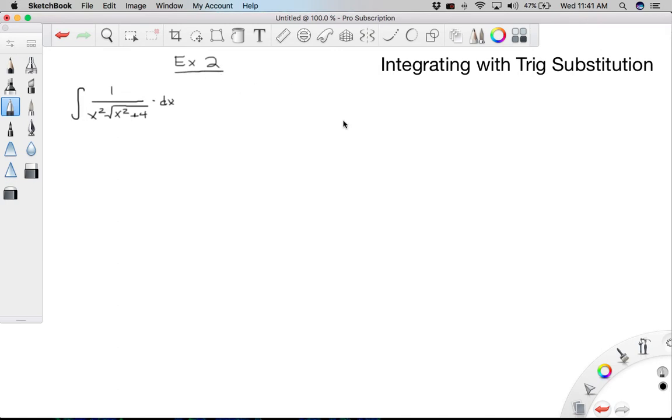Okay, so here we are with another example of an integral that we probably couldn't solve any other way, so we're going to have to use trig substitution. So, first thing I'm going to do is try and draw my triangle. Again, I'm going to try and draw the triangle in such a way that I can get the x squared, I can get the square root of x squared plus 4, and maybe even get a dx out of it, if possible.